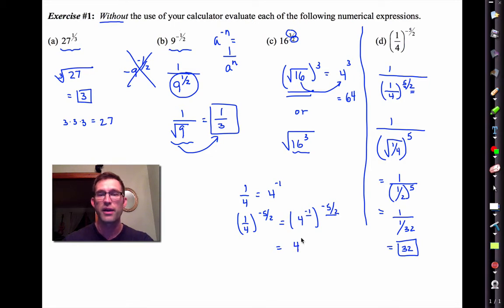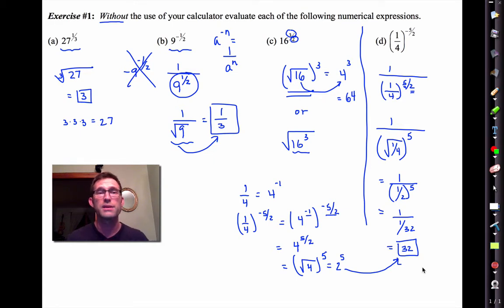And that makes my life a lot easier because then I'll just have 4 to the 5/2, which will be the square root of 4 raised to the 5th, which will be 2 to the 5th, which will be 32. All right? Now the expectation here is that you can do all of these without a calculator.